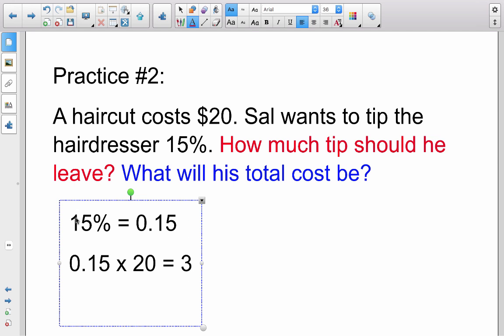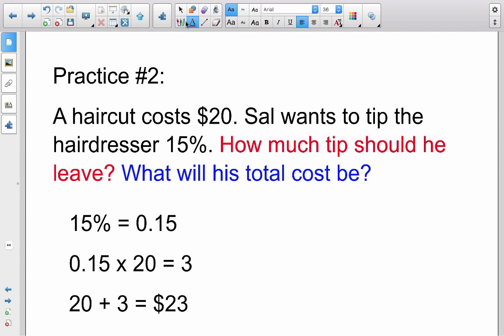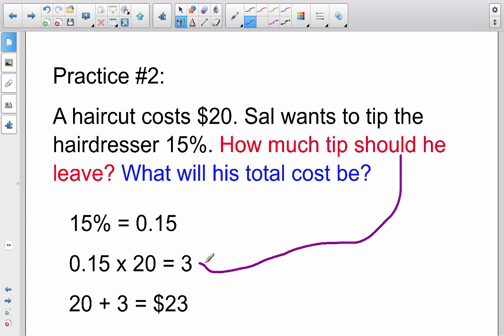And then I'm either going to add or subtract. So since this is a tip, I know that the price is increasing, so I would take the original price and add the amount of the tip and get a final cost of $23. So here, I've managed to answer both questions. How much tip should he leave? He should leave $3. What will the total cost be? 20 plus 3 is 23. Again, it's just another way to approach the problems that some of you might like better.